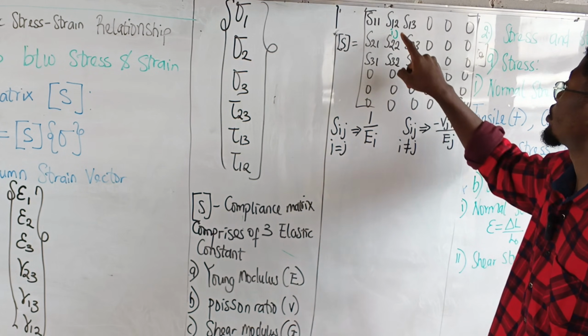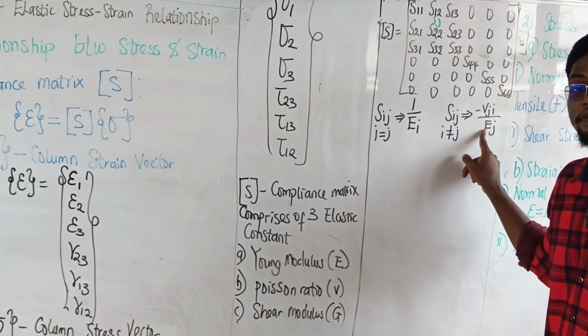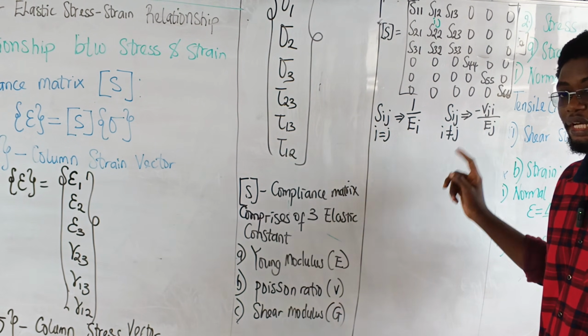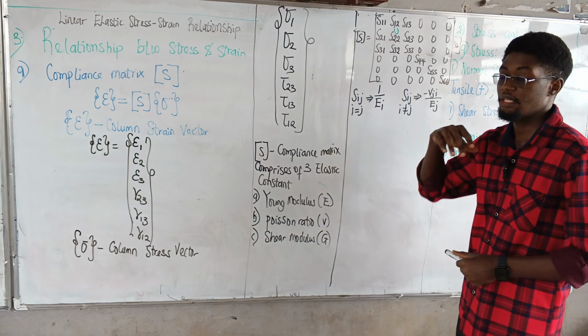Minus B, J is what? 2. So it will be minus B21 over what? E, what's the J? 2. So that's how we do it for each of the elements here.